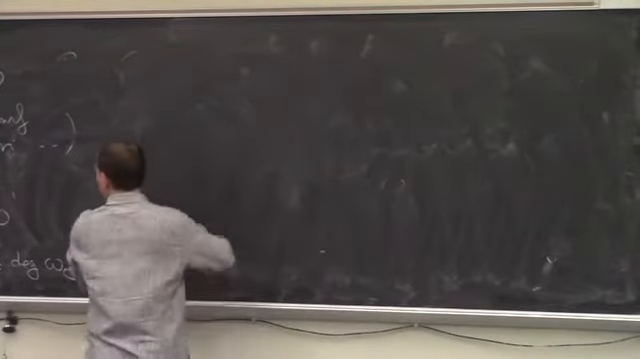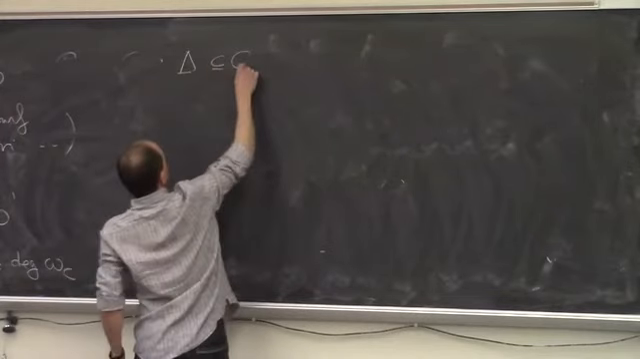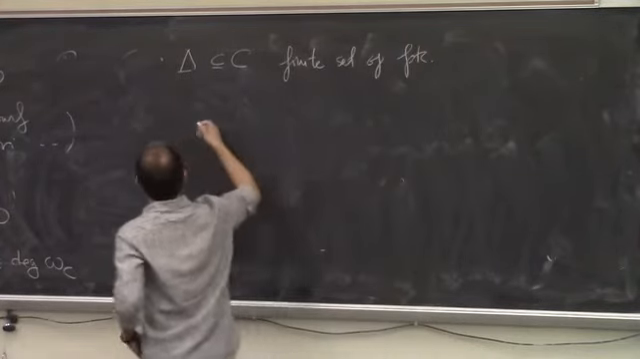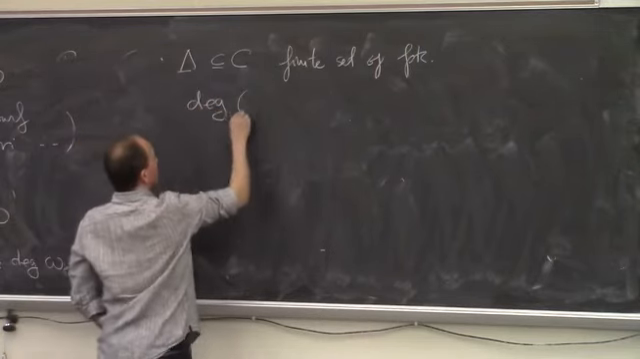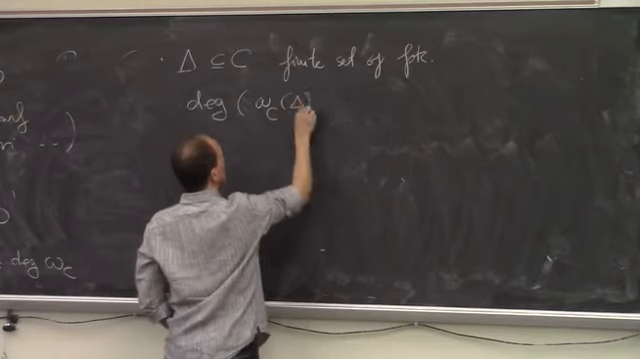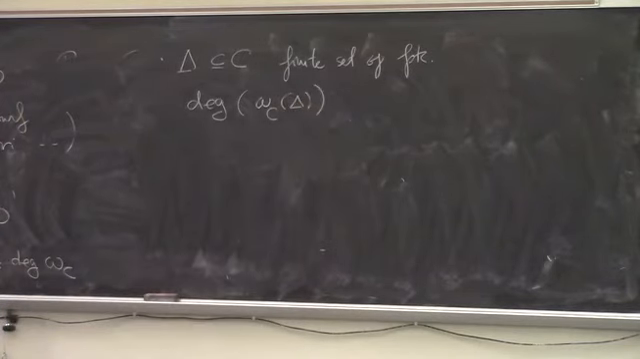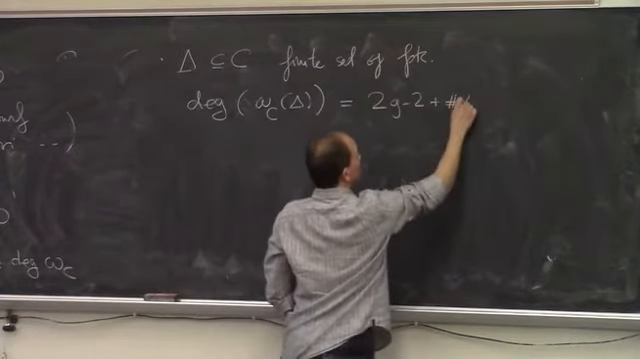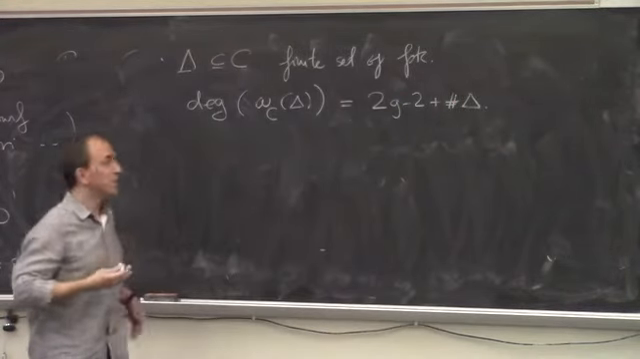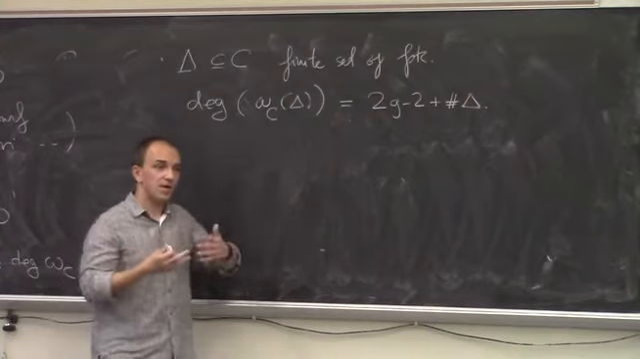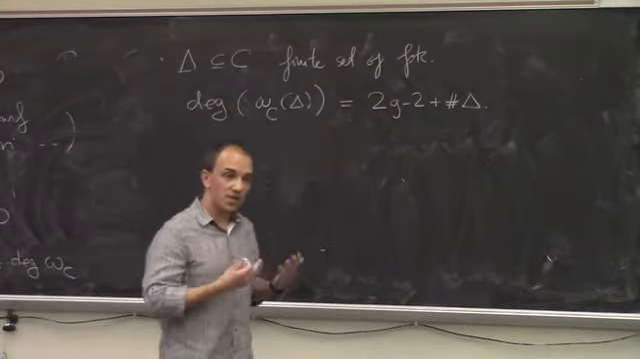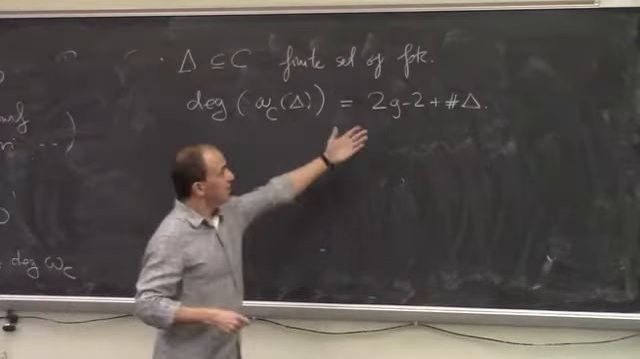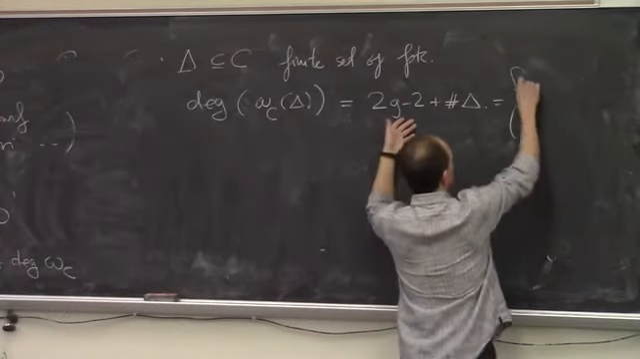Instead of this, I could consider delta in C to be a finite set of points. So I could look at the degree of a formal symbol here, omega C of delta. You could just take it as a formal symbol, and I'll just tell you that by definition the degree of this thing is 2g minus 2 plus the number of points of delta. Or, it is actually true that this makes sense as another line bundle, a vector bundle of rank 1 on the Riemann surface, and it really would be the first Chern class of that line bundle. So that's the degree of that line bundle.